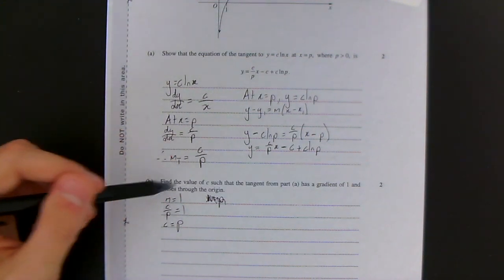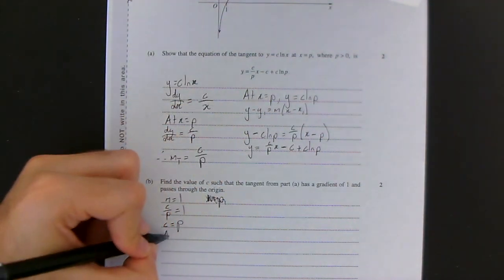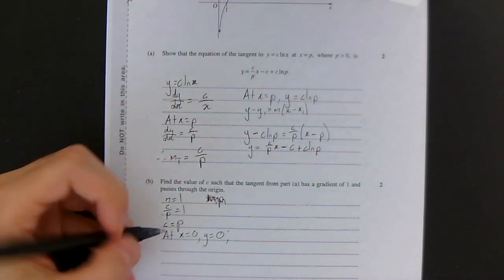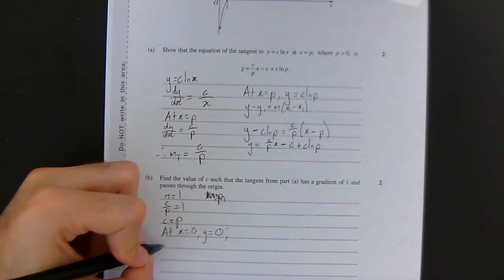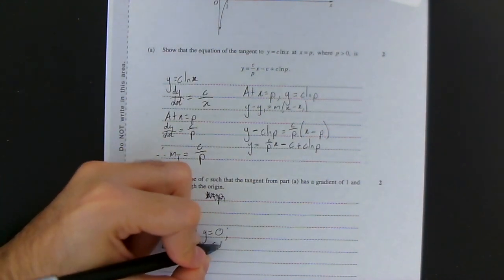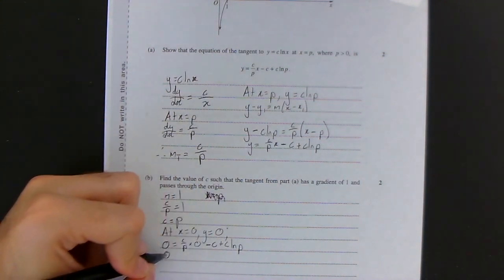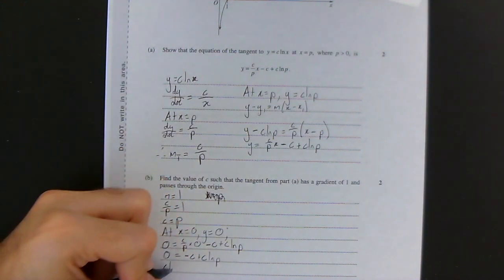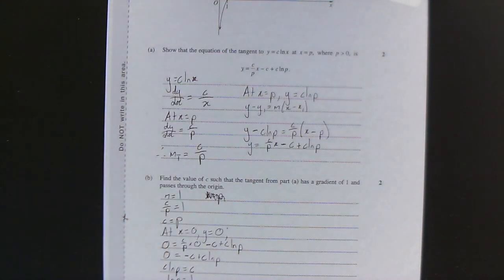And we know that it needs to pass through the origin, so we take our line and set x equals 0 and y equals 0. So if x equals 0 and y equals 0, then what that means is we have 0 equals c on p times 0 minus c plus c ln p. Okay, so that means we've got 0 equals minus c plus c ln p, which means c ln p is equal to c, which means ln p is equal to 1.